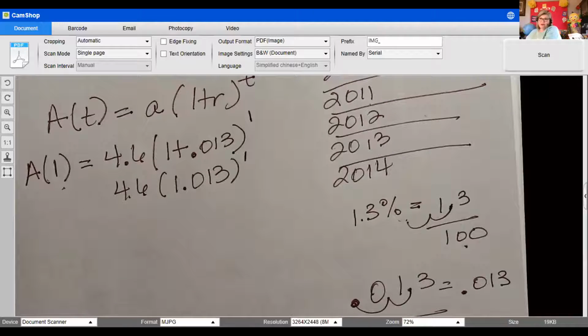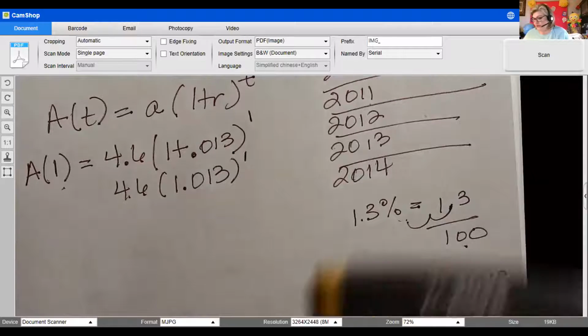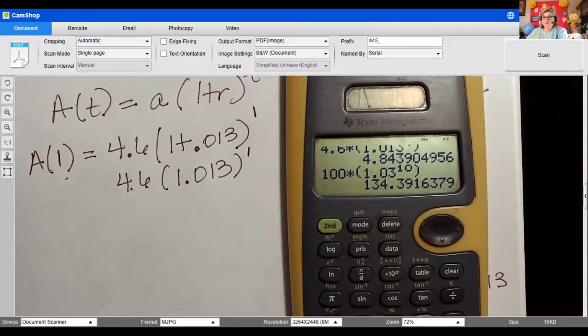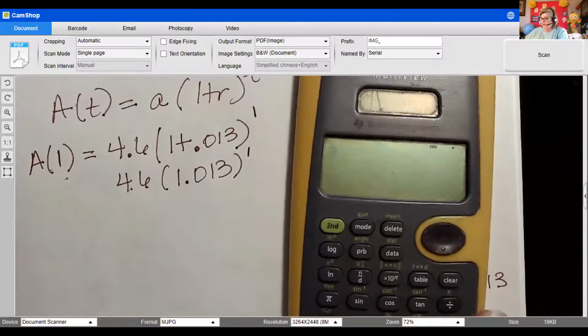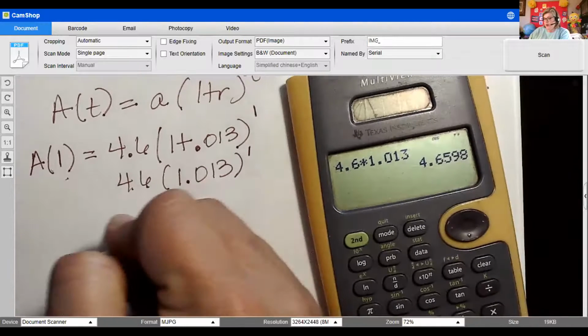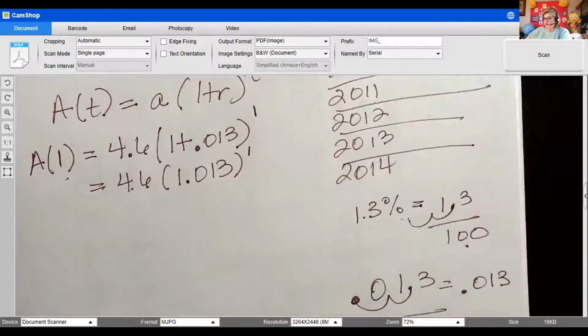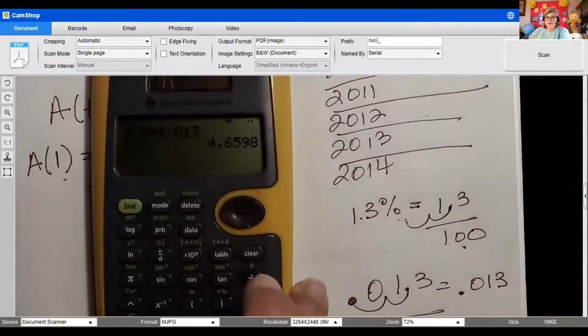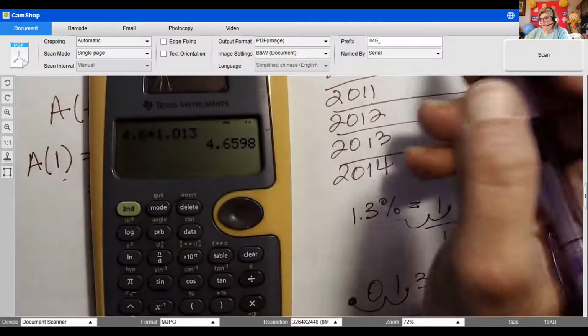I'm going to get out my handy dandy calculator. So here we have 4.6 times 1.013. And that gives us a population in 2011, which is our first year over here, of 4.6598.